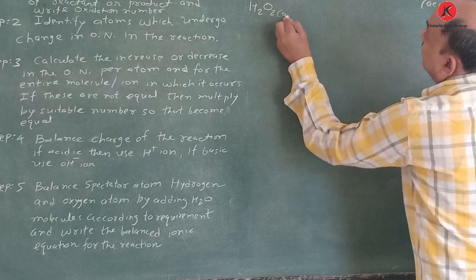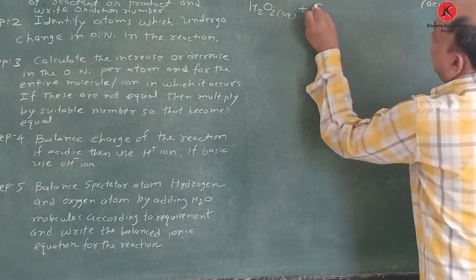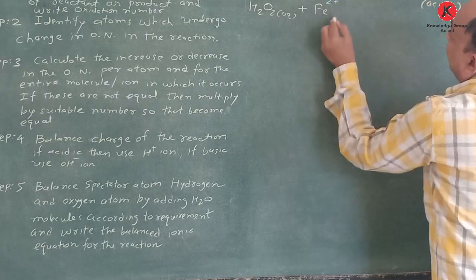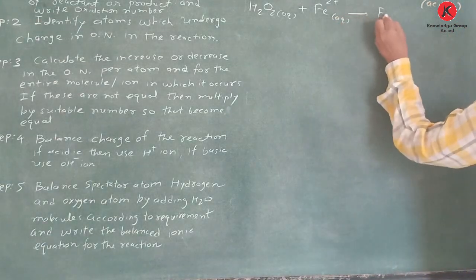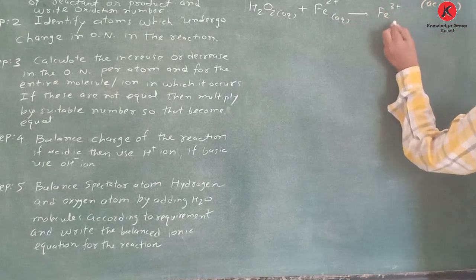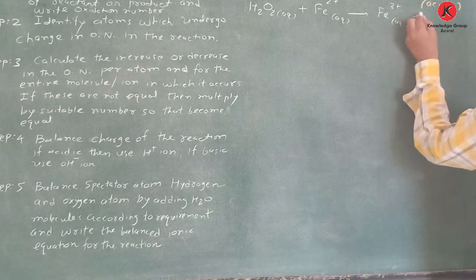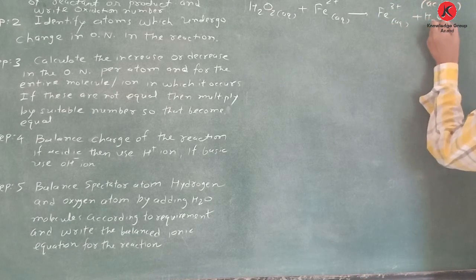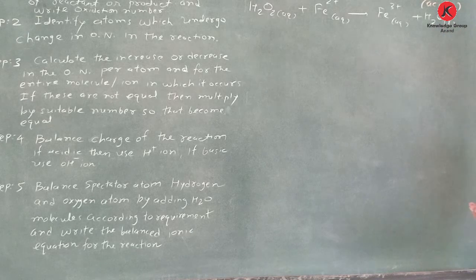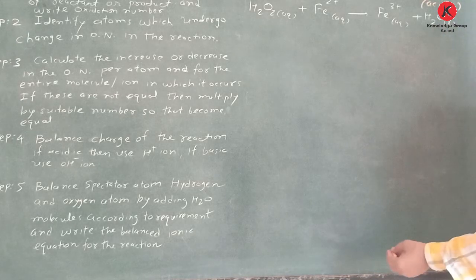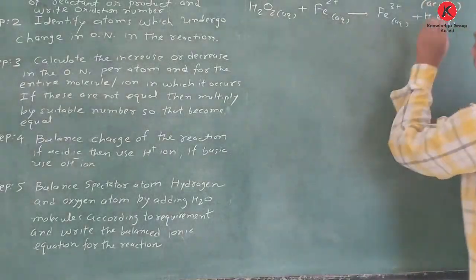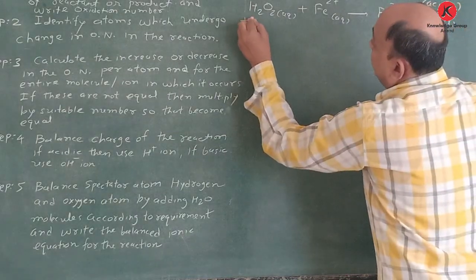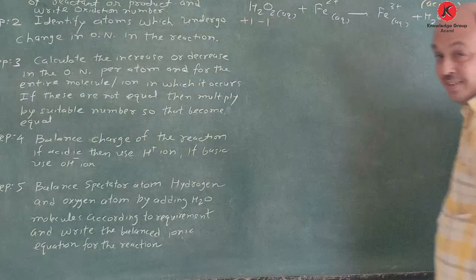H2O2 aqueous plus Fe plus 2 aqueous, it gives Fe plus 3 aqueous plus H2O liquid. Write down the oxidation number of all the elements present in this reaction, and the acidic medium is there. So hydrogen plus 1, oxygen minus 1.